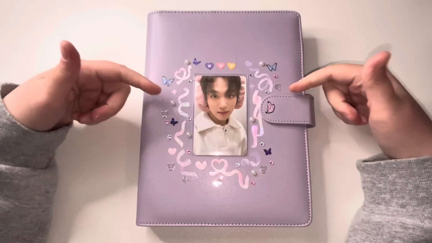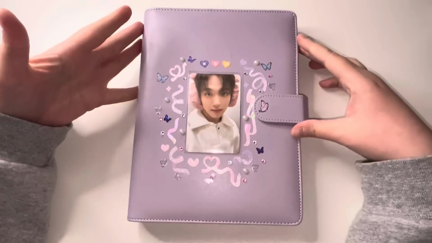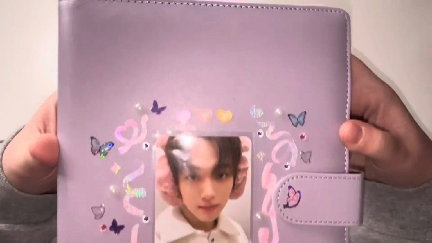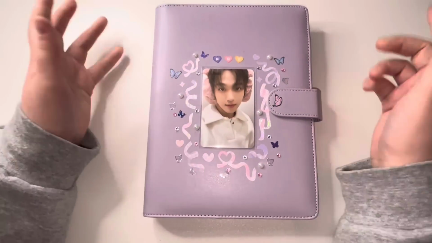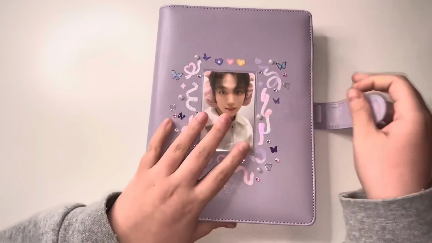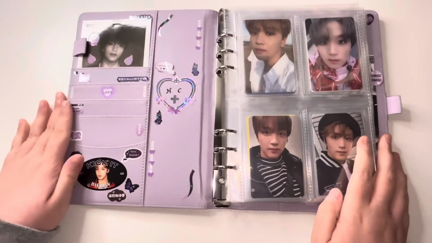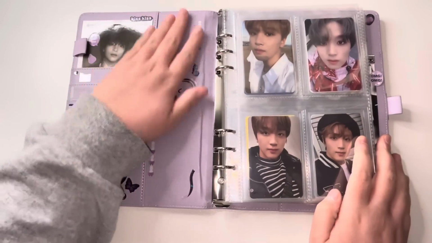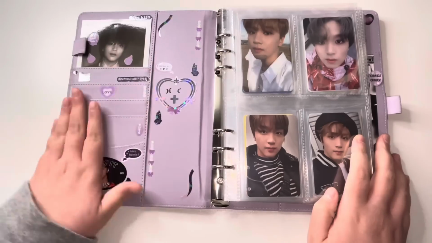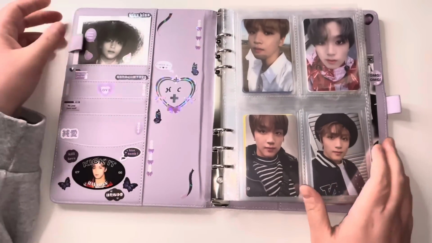Next we have Haechan's binder. I don't know why it just says NCT at the top. I don't know why I didn't put Haechan. But yeah, we have Haechan's binder. I hate the way I decorated it inside. I think it's so ugly. I'm going to get rid of all of this and some of this stuff. I may keep the Polaroid in here, but that's about it.